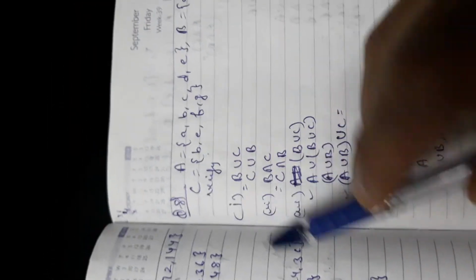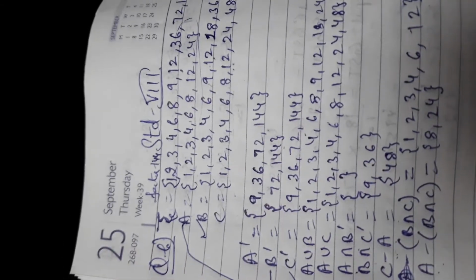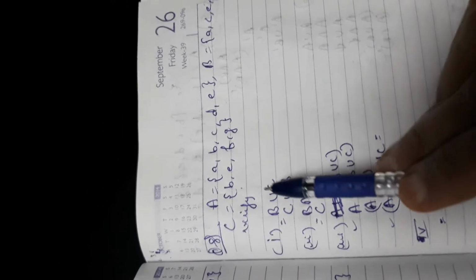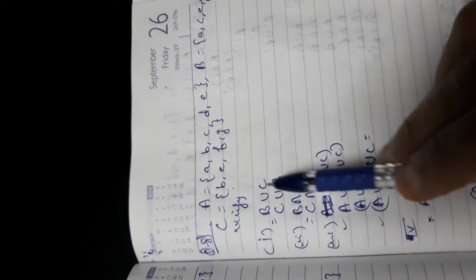Now proceeding further. 8th question. 7th is similar. From this question only 7th parts they are asking, so that you have to do your own self. Now coming to 8th question. A, B and C is given. They say verify, are these two equal?